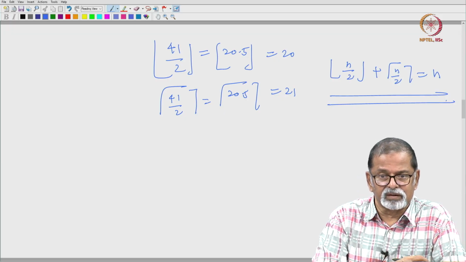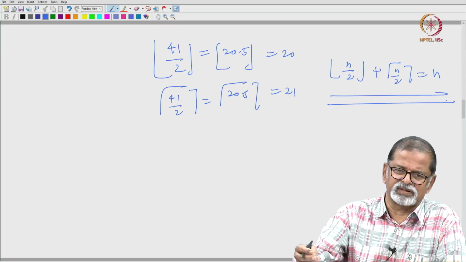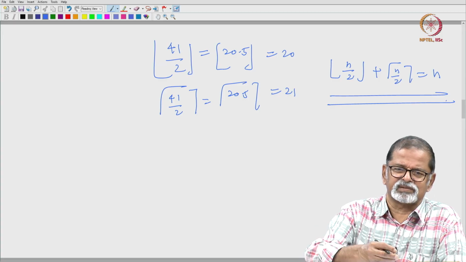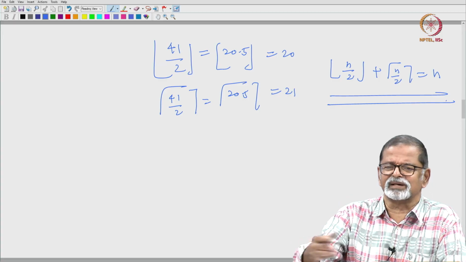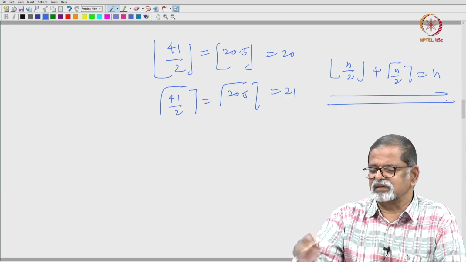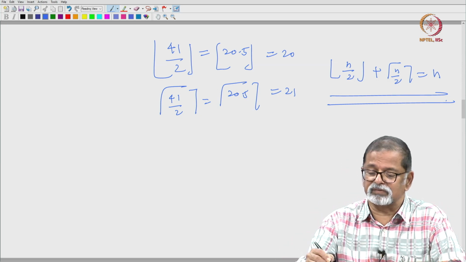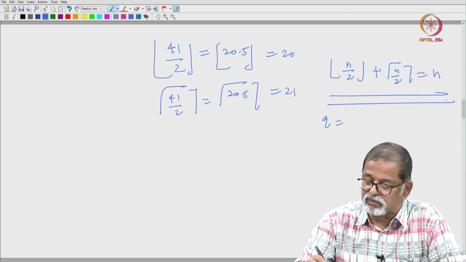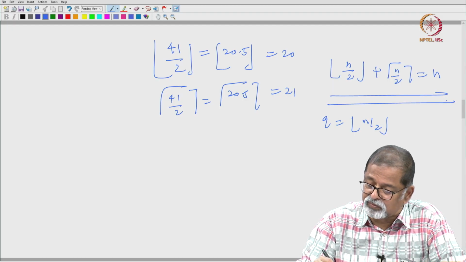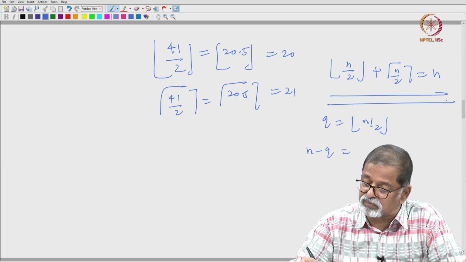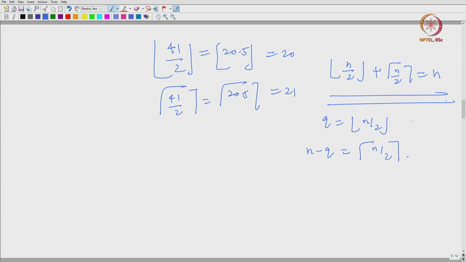For all n, this is true. Okay? You can prove this in a very simple manner. Consider the case when n is odd, consider the case when n is even, and a very straightforward proof is possible for this fact. So, you are going to split in two parts. One part will have q equal to floor n by 2. Therefore, n minus q, because these two add up to n, is ceil n by 2. So, you are splitting the problem into two parts. One part has size floor n by 2 and another part has size ceil n by 2, floor and ceil function.